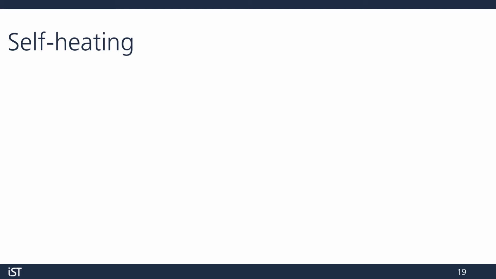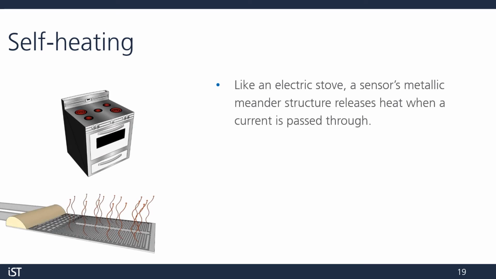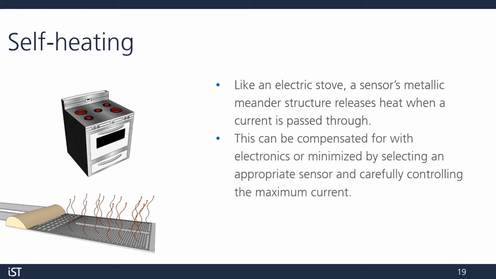Another thing to keep in mind when selecting a sensor is a phenomenon called self-heating. What is self-heating? Let's imagine an electric stove. Once it's turned on, current runs through the coils and heat is released. The same thing happens with the sensor's meander structure. It can influence the sensor's ambient temperature measurement. It can be compensated for with electronics, or it can be minimized by choosing the appropriate sensor and carefully controlling the maximum current.